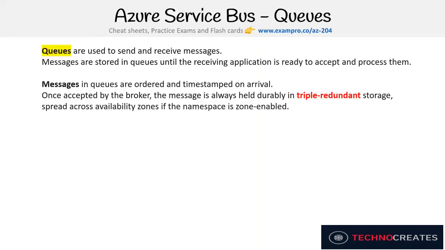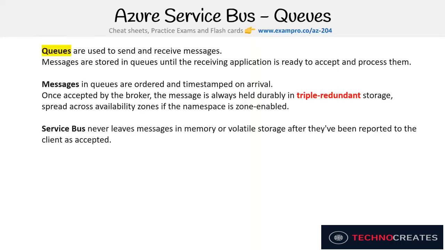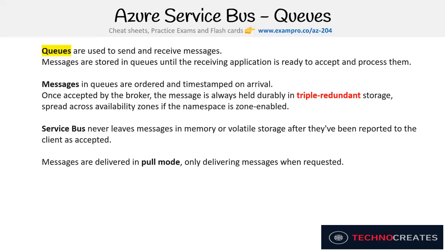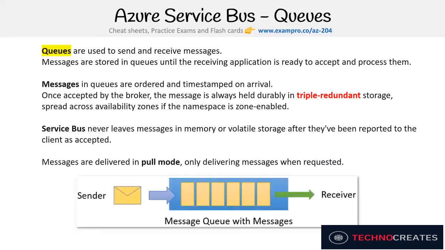So if you don't enable zone enabled at the namespace level, you're not going to get that kind of durability or redundancy. Service Bus never leaves messages in memory or volatile storage after they've been reported to the client as accepted. And messages are delivered in pull mode, only delivering messages when requested. That's the key difference between a queue and PubSub. In a queue, the receiver, the application, has to pull, saying, hey, are there any messages in the queue? And that's how they get them. In a PubSub model, they just get it sent to them, like a newsletter subscription to your door.